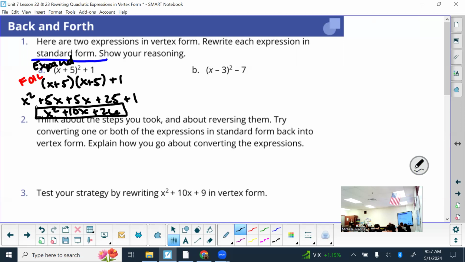So I like converting to standard form because all you have to do is basically multiply. Which we did. So you try part B now. And then once we go over that answer, I'll show you how to go from standard to vertex. But try part B similar to this.